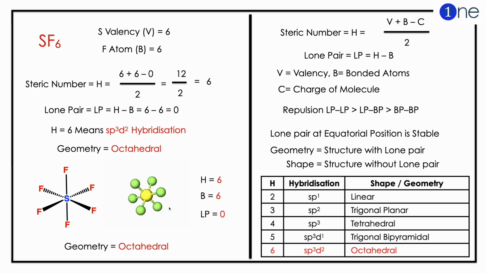You can see sulfur in the middle and all 6 fluorine atoms in the axial positions. You can understand it better by animation. So the shape of SF6 is octahedral.